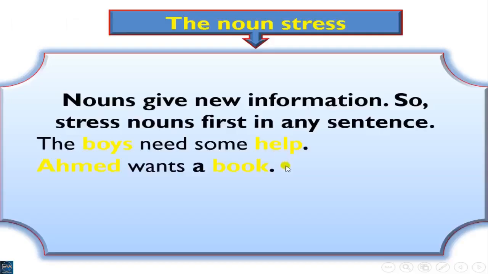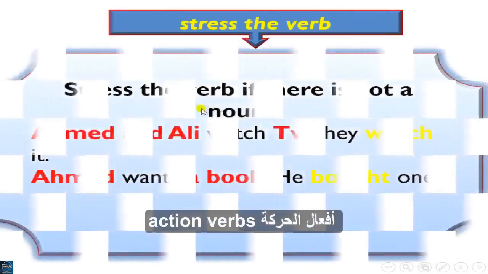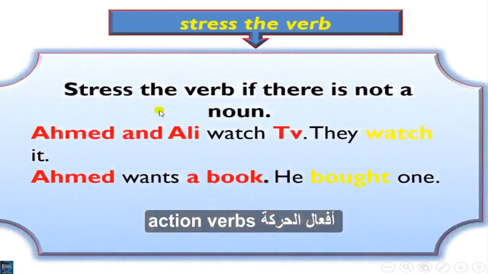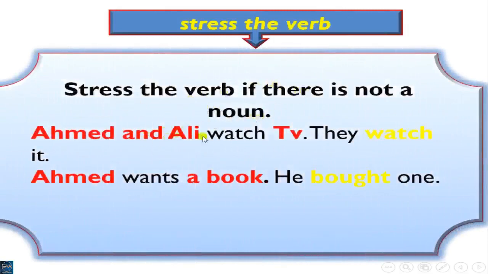If I didn't find a noun, we stress the verb. But this verb is an action verb. Stress the verb if there isn't a noun. Ahmed and Ali watch television. So we stress Ahmed and Ali, TV, the nouns. Ahmed and Ali watch TV.